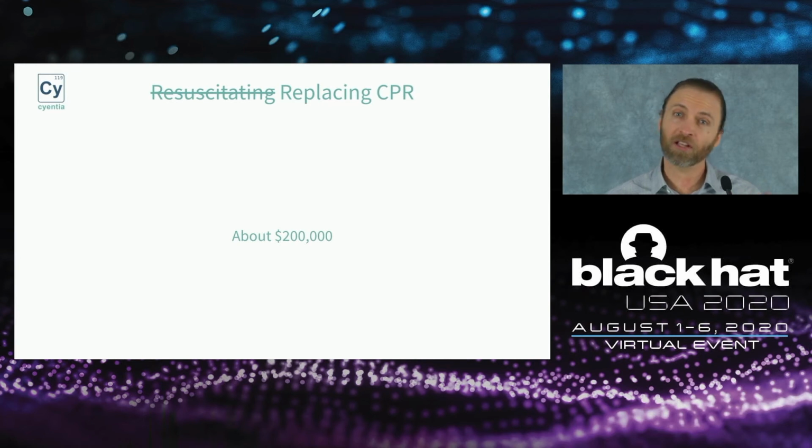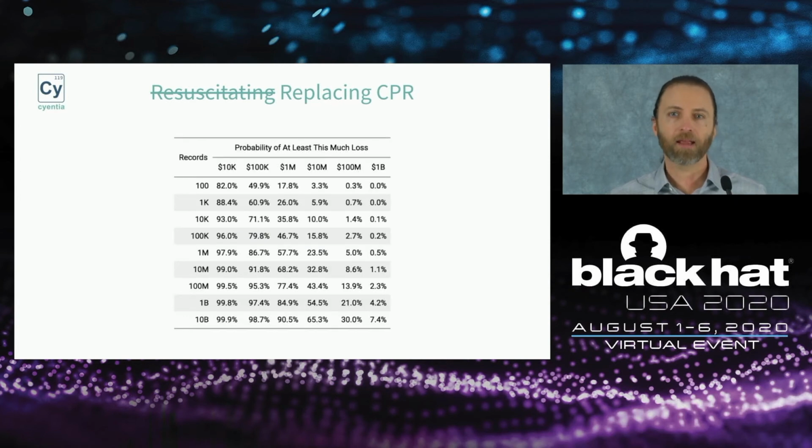But if you're willing to use just a little bit more data, and this is information that's publicly available and freely available in our IRIS data set, you can actually say what is the type of loss that we're looking at in terms of the number of records, and then what is the probability we will have this loss or greater.